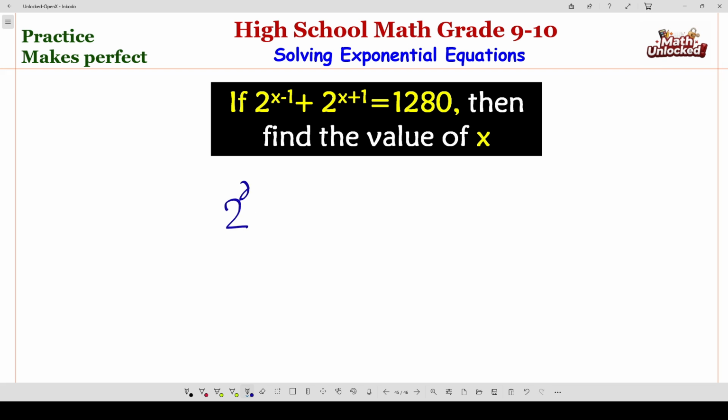2 to the power x minus 1 plus 2 to the power x plus 1 equals 1280. In this video I am going to solve this exponential equation.